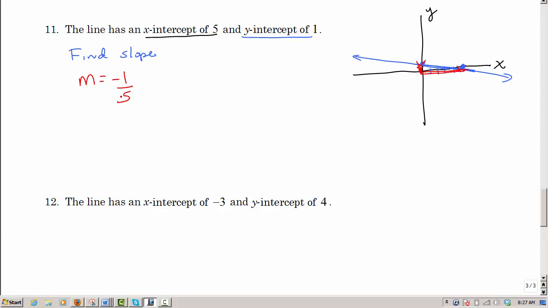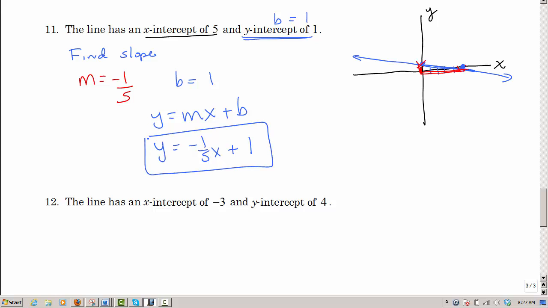It says it has an x-intercept of 5 and a y-intercept of 1. Well, isn't that y-intercept b? Well, let's see. I have m and b, and I'm supposed to write a line in the answer of y equals mx plus b. Do I have everything? I think I do. So y equals mx plus b. And I'm done. So drawing that picture I think was very helpful.